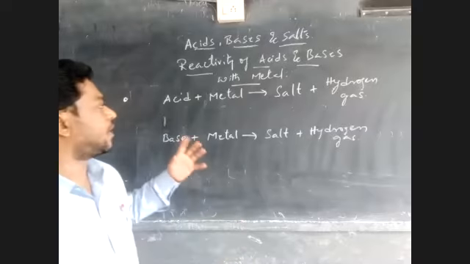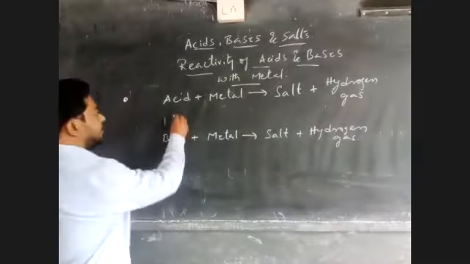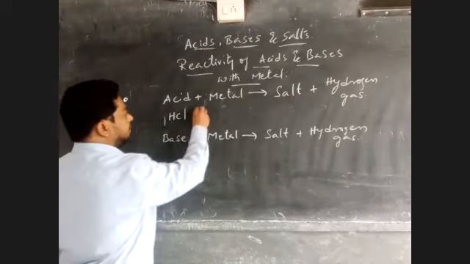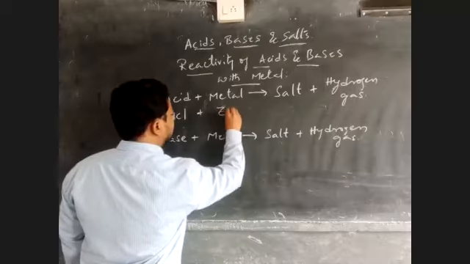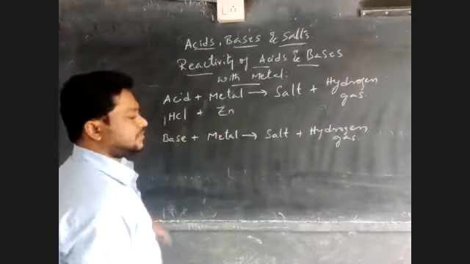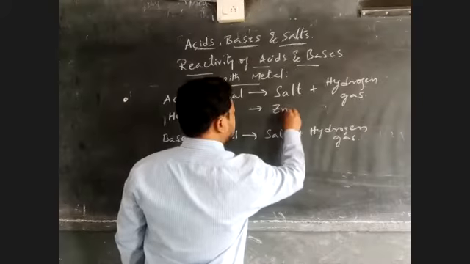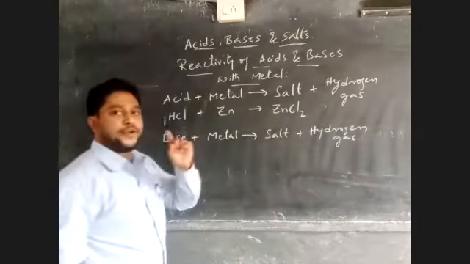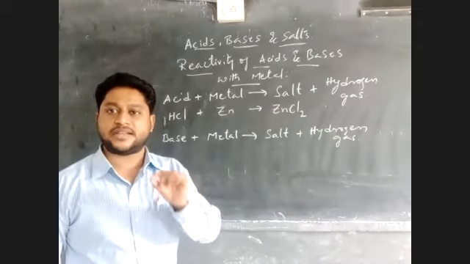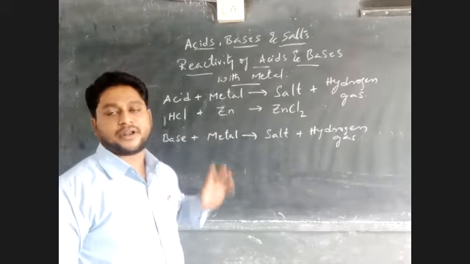Now let us look at an example. Acid and metal. Let us take zinc. Now zinc reacting with HCl gives us the salt, that is ZnCl. If you remember, in the bridge course we discussed the metal reactivity series that you need to remember now.